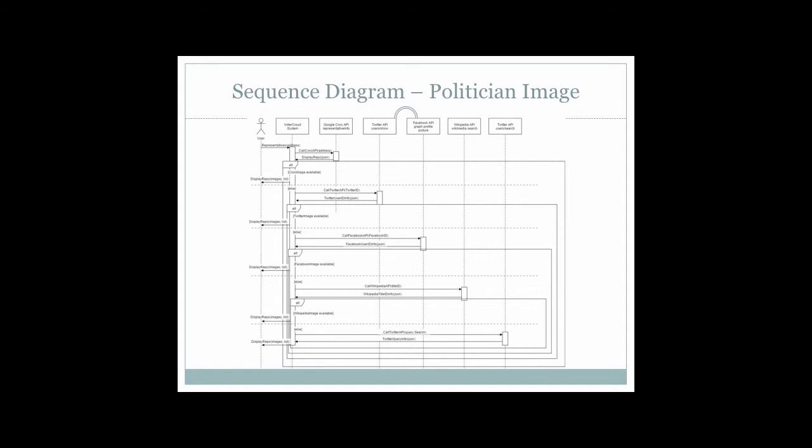When the user types in their address, an algorithm will start. This algorithm will iterate through each of the sources. First, if the Google Civic API does not have the image for that particular representative, it'll go next to Twitter. If Twitter doesn't have it, it will then go to the Facebook API, and so forth all the way up until Wikipedia.